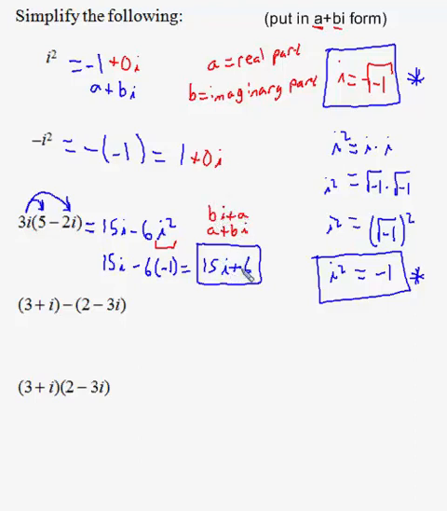So if you want, you could write this as 6 plus 15i, if it satisfies your desire to have the a before the b. So that would be the complex number 6 plus 15i. My real part a is 6, my imaginary part b is 15.